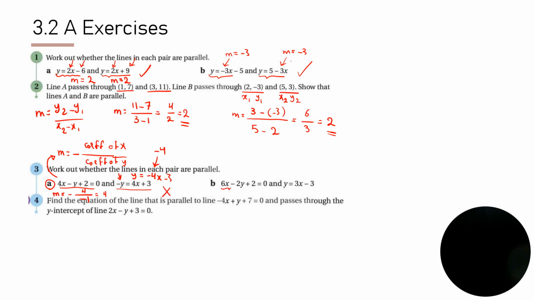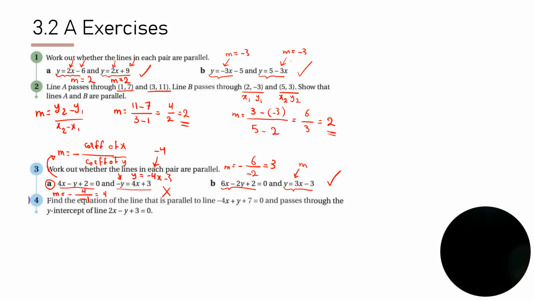Part B, again, you can use the same formula for the slope. Okay, m is equal to negative coefficient of x, which is 6, over coefficient of y, which is -2. It becomes 3. Okay, the other one is in the slope-intercept form, and the gradient or slope is 3. The slopes are equal, so we can say that the lines are parallel.